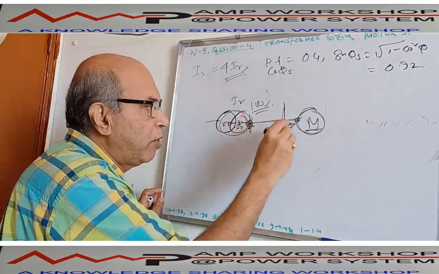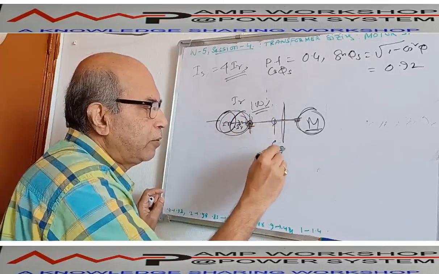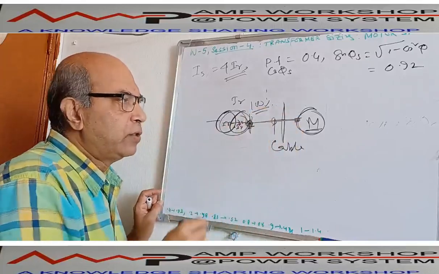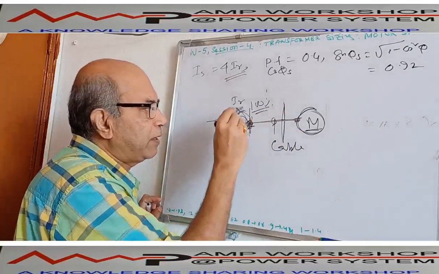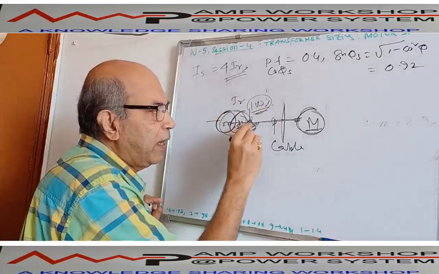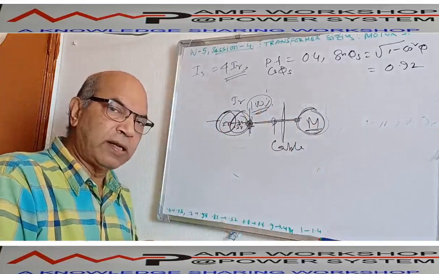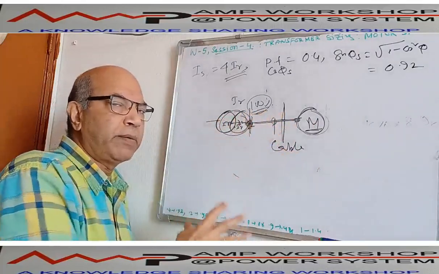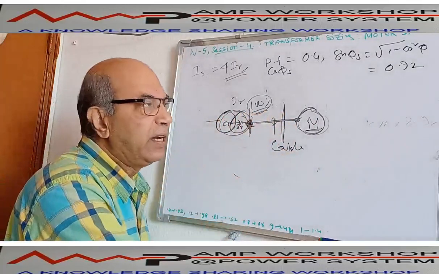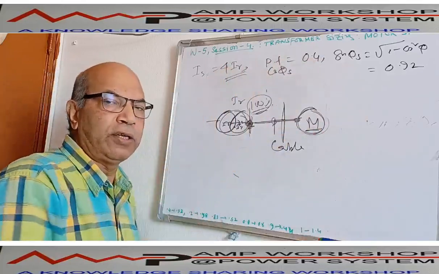The transformer is connected to the motor by cable, so in the cable there will be voltage drop. If the transformer voltage is not 100%, and second, there is a voltage drop in the cable, then the motor voltage will be less. So during starting of the motor, the motor terminal voltage will be less than the motor rated voltage, or running condition voltage.